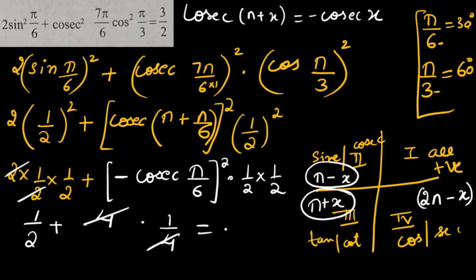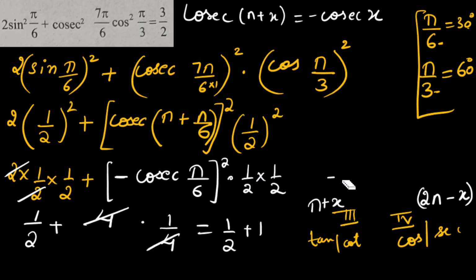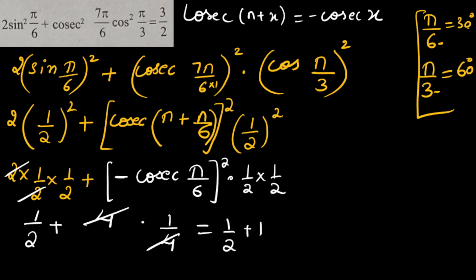We are left with 1 by 2 plus 1. Now this is a fraction being added to 1, so we can write 1 in fractional form. We have to take the LCM, that means make the denominator the same. So we get 1 plus 2 by 2. 1 plus 2 is 3, so 3 by 2, which is equal to the right hand side as well.